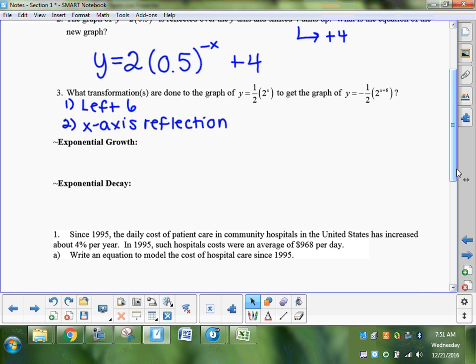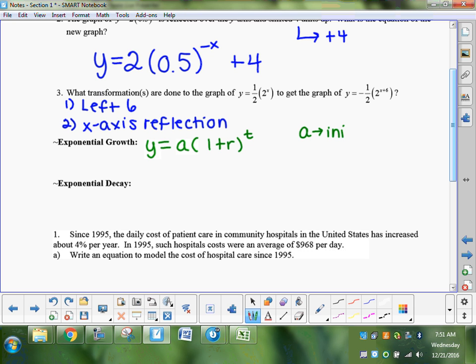So exponential growth, the equation that we're working with is y is equal to some a times the quantity 1 plus r raised to the t power. A is the initial amount. The r is the rate as a decimal. And t is going to be time.